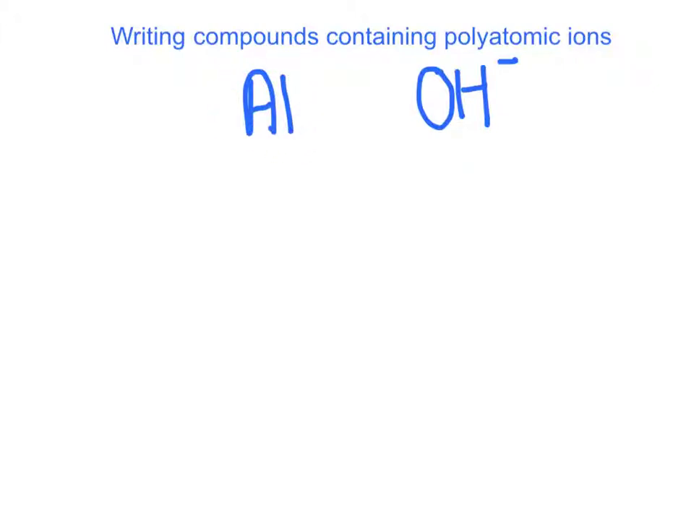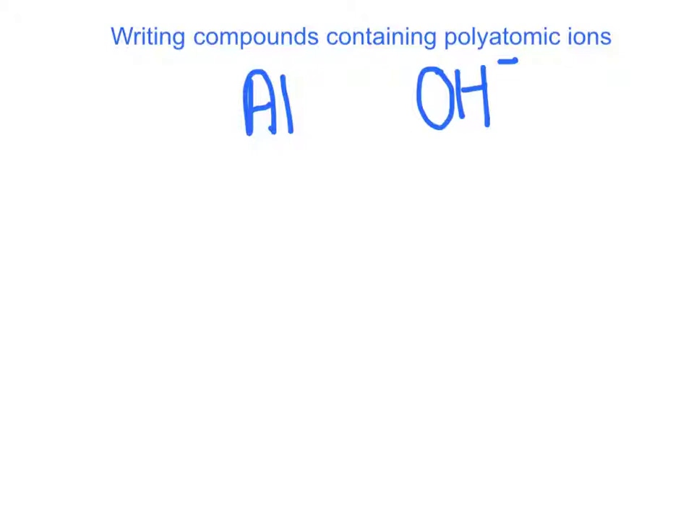The question is, in what ratio do these two need to bond in order to make a neutral compound? Do I need one Al and one of these? Do I need two of these and one of these? The thing to keep in mind is the compound must be neutral.